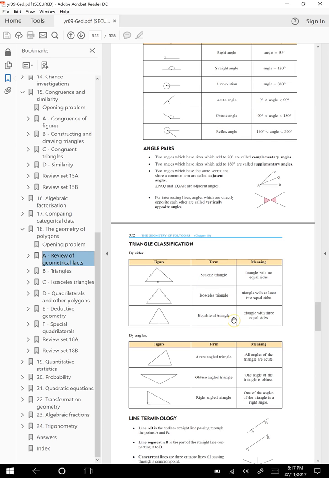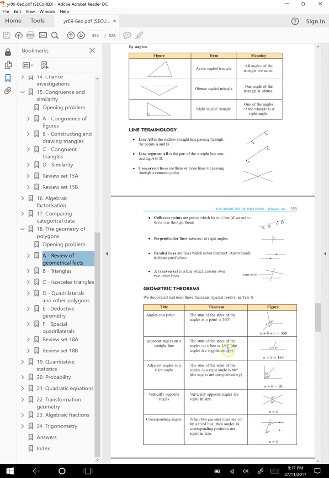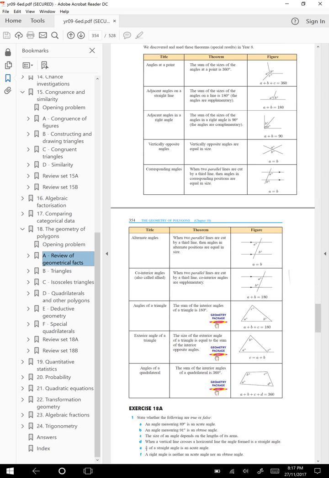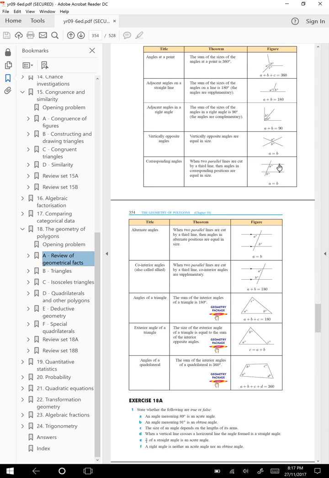We should know all about the different triangles. And we know that all the angles together around a revolution or around a circle add up to 360, 180 in a straight line, etc. These you should be familiar with from year 8.